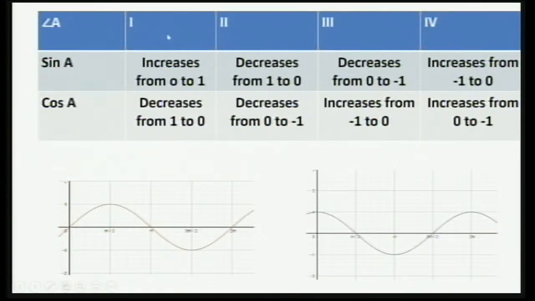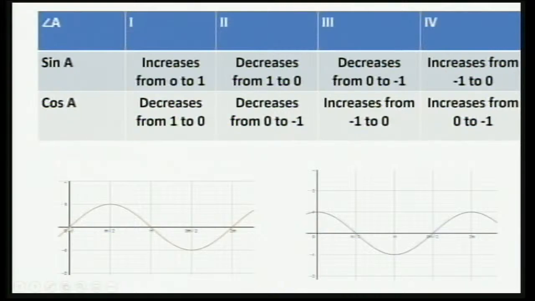First quadrant means angle ranging from 0 to 90, if I am talking in degrees. Second quadrant means angle ranging from 90 to 180. Third quadrant means angle ranging from 180 to 270. And fourth quadrant means angle ranging from 270 to 360 degrees. So let us see what is the nature of the function. Look at the sine, the graph drawn in orange color. This is 0, this is pi by 2.